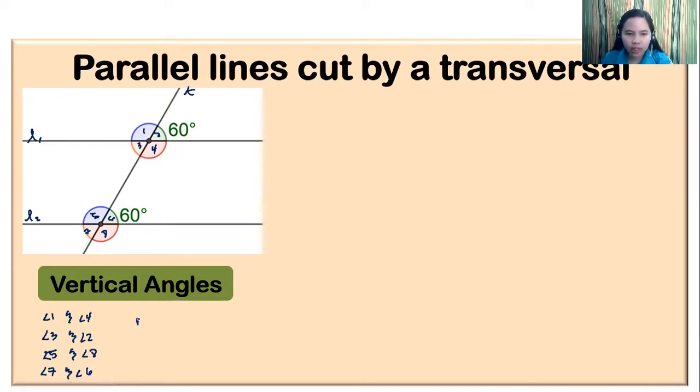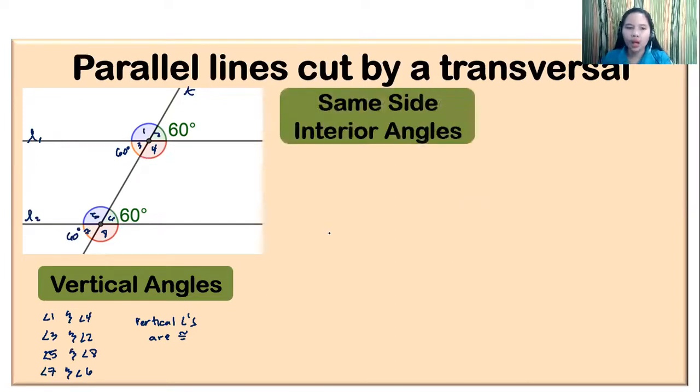Take note, vertical angles are congruent. So if the measure of angle 2 is 60 degrees, therefore the measure of angle 3 is also 60 degrees. Same here, if angle 6 is 60 degrees, therefore angle 7 is also equal to 60 degrees. Next. How about same side interior angles?